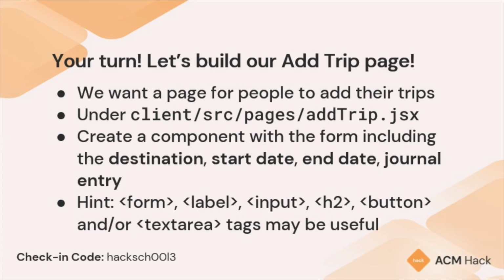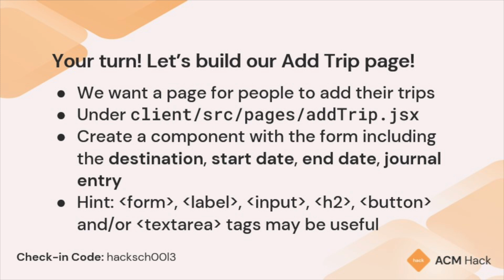So we can just get started on our add trip page. This is the page where we're going to have people add their trips, and it's just a form. So you would create a component in add trip.jsx with the form: destination, start date, end date, and journal entry. And just some hints, you should definitely use form, and you have to use label, input, and HTTP. I don't think you use HTTP since we already gave it to you. And then button for submitting the form, and text area for the longer journal entry.